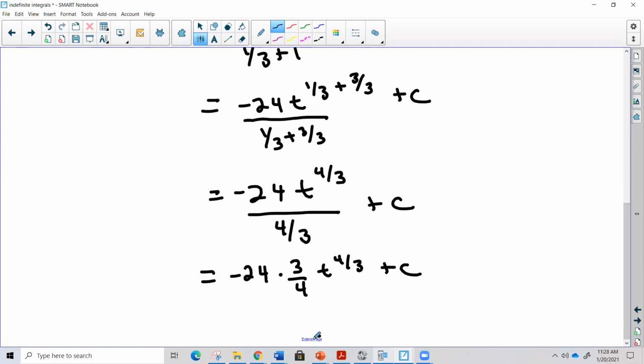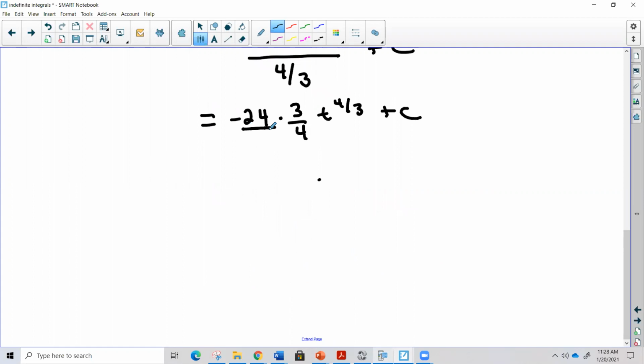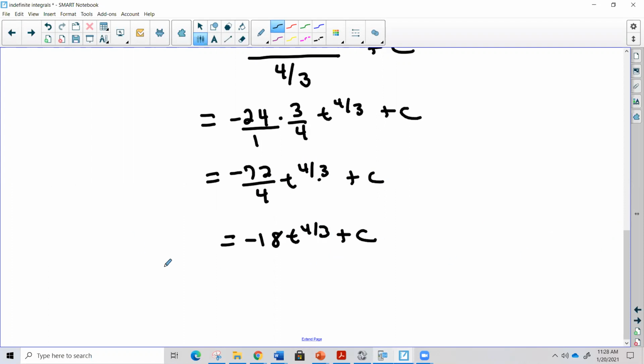And then if you do that, you can either put this over 1 and multiply across, or you can reduce. So you would multiply -24 times 3, which is -72, and then over 4. Okay, and you get the same thing that we did with the calculator. So -18 t to the 4/3 plus c. I would just recommend doing it in your calculator because it's a lot faster.